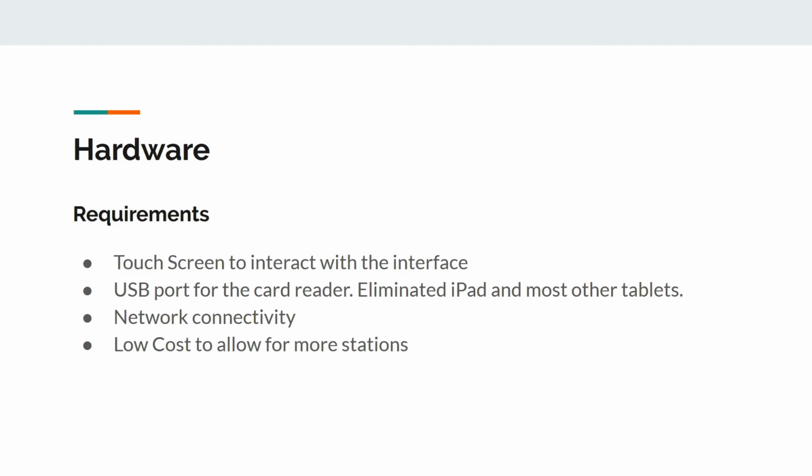So we wanted something that was touchscreen to make it easy to interface with that clock in, clock out interface. And for the card reader to work, we needed something with a USB port, which really pretty much eliminated the iPad and other tablets. We needed something with network connectivity, preferably Ethernet, but Wi-Fi would do. And it needed to be low cost so that we could have a bunch of stations around campus, preferably at least one in every building.